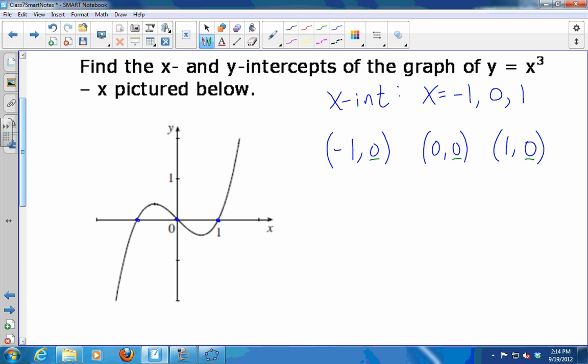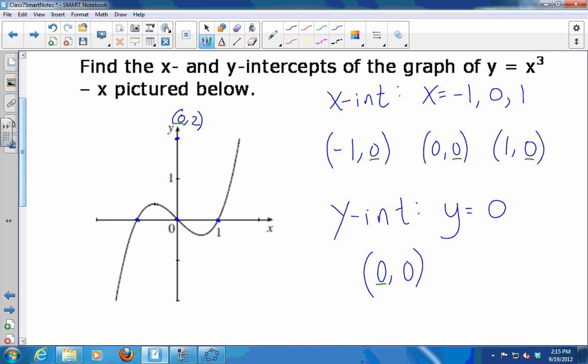Now, what is the y-intercept of this graph? 0. Yep, it happens when x equals 0. And the coordinates of that point? 0, 0. Now, any point that's on the y-axis, let's say this point right here, what are the coordinates of that point? Yeah, it would be 0, 2. So any point that lies on the y-axis has an x coordinate of 0.